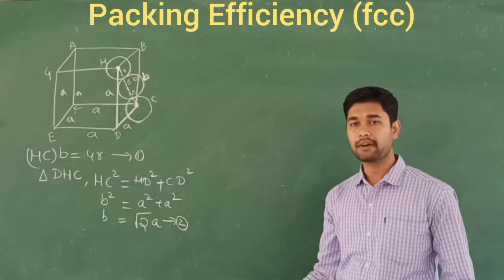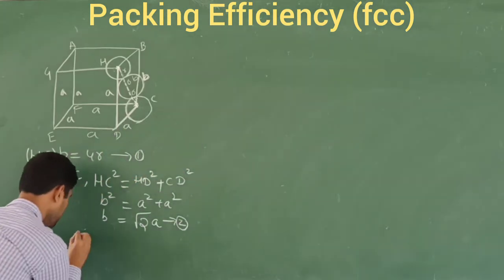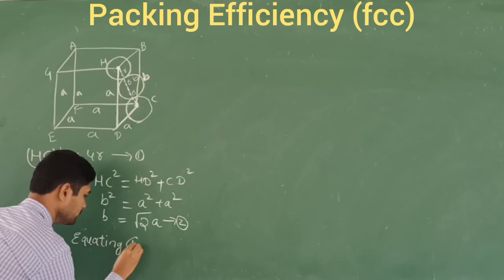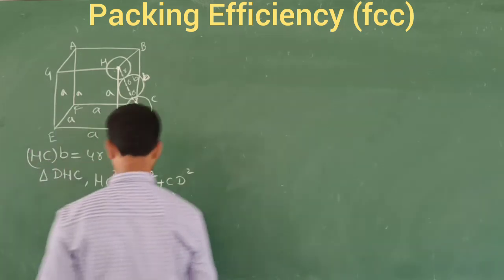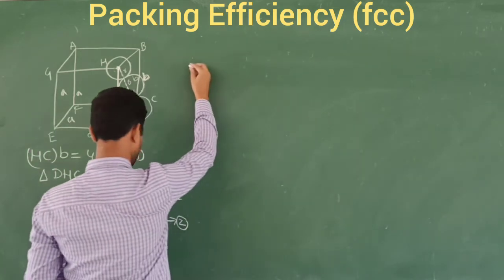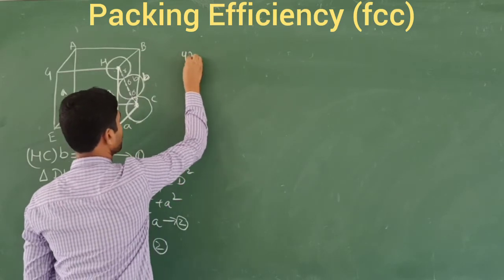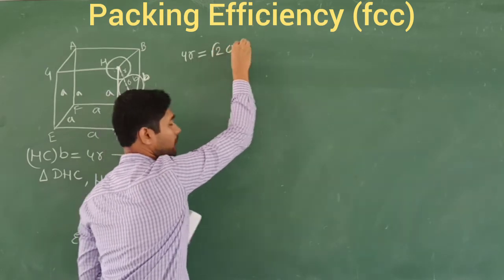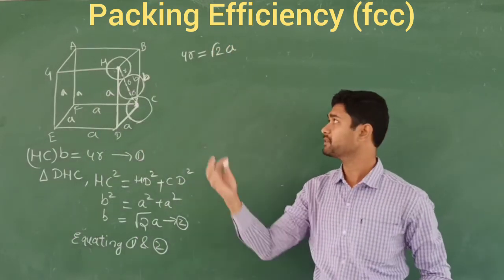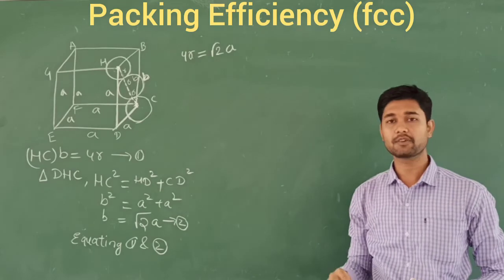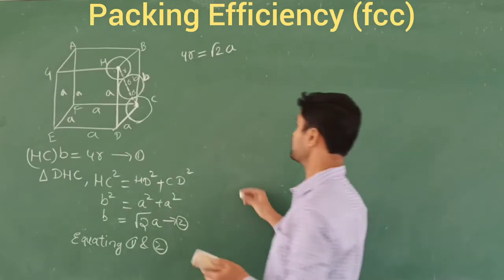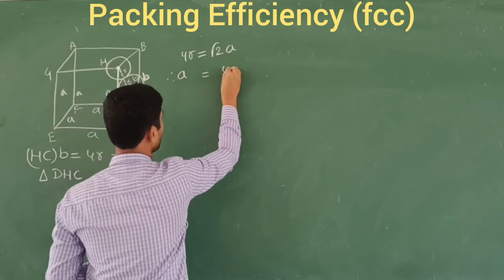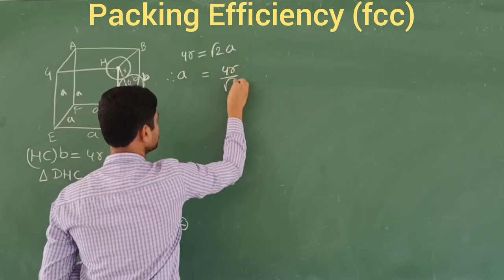So we are going to equate equation 1 and 2. What happens? Equation 1, that is 4R is equal to root 2 A. I am going to find out the relationship between the radius and the side of the cube, that is called the edge of the cube. So what is that? A I am going to take here. Therefore, A is equal to 4R by root 2.